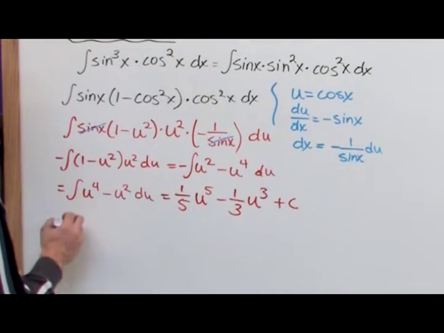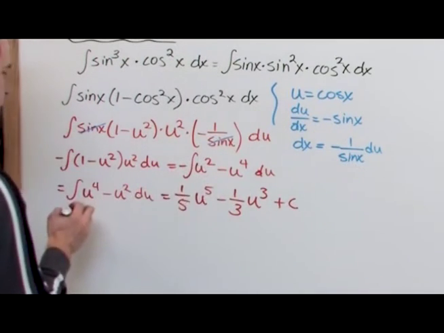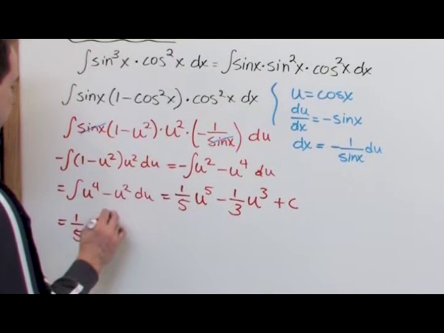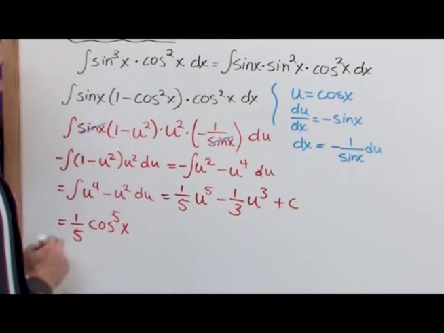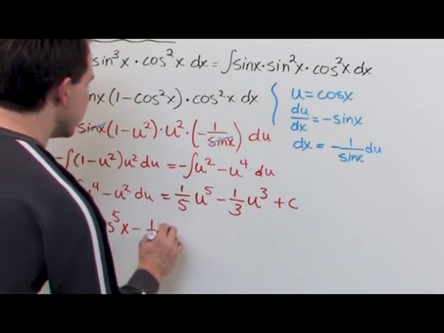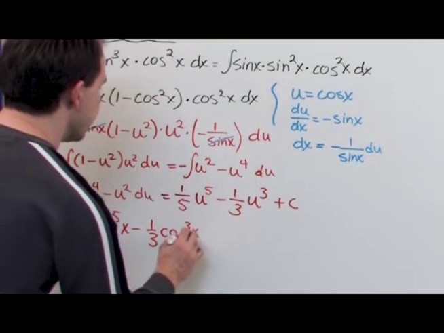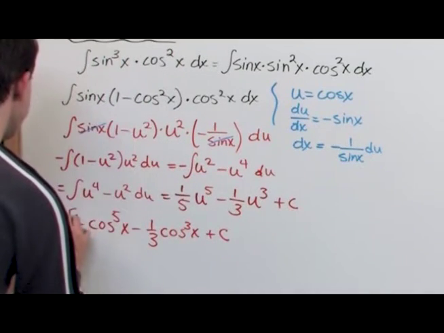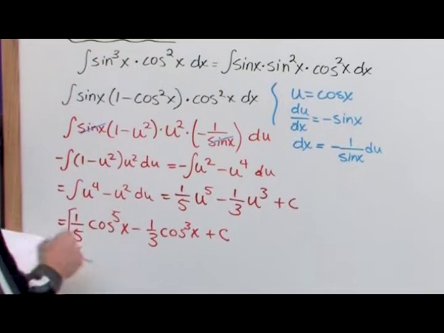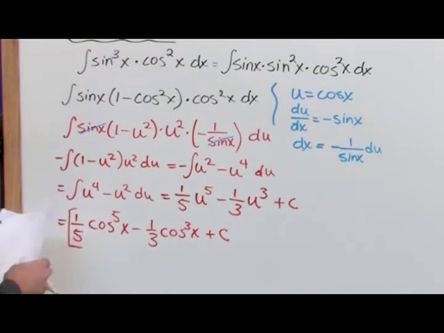a constant. And now I just plug in my definition of u, which is going to be 1/5 times cosine to the 5th power of x minus 1/3 times cosine to the 3rd power of x plus a constant. And that is the answer. 1/5 times cosine x to the 5th power minus 1/3 cosine x to the 3rd power plus a constant.